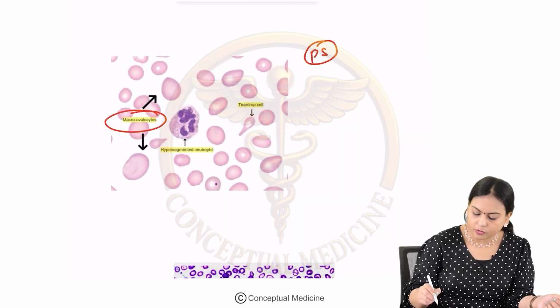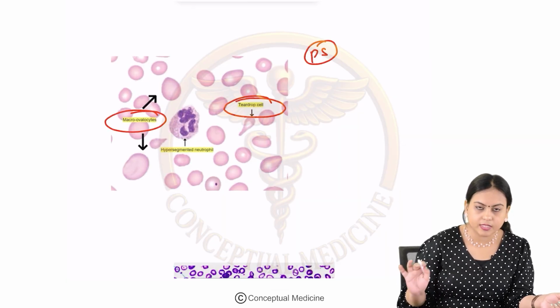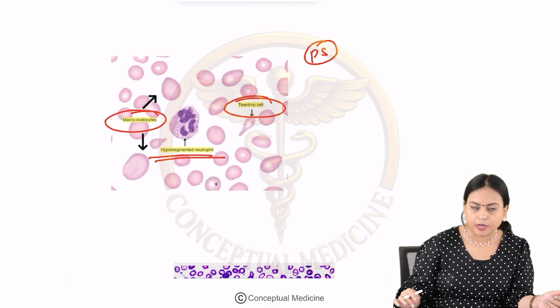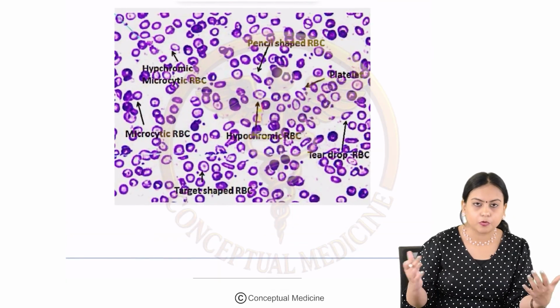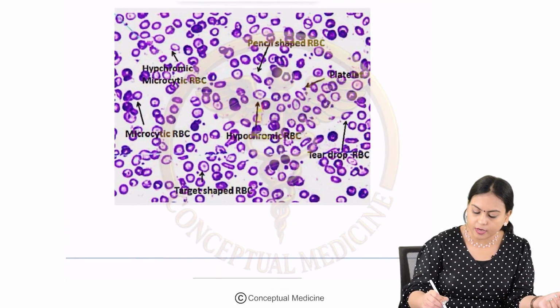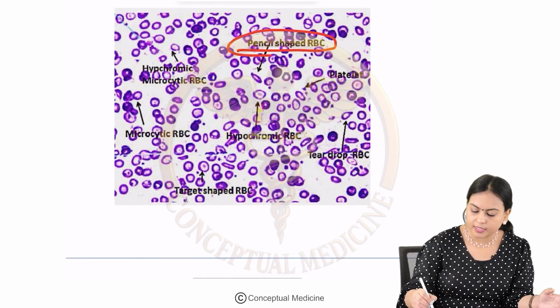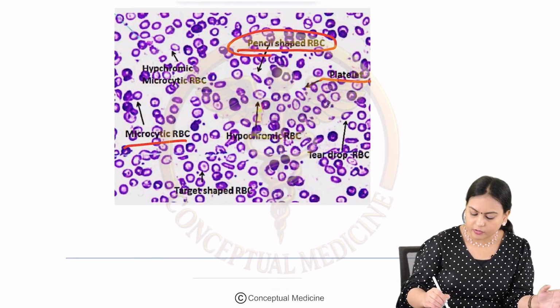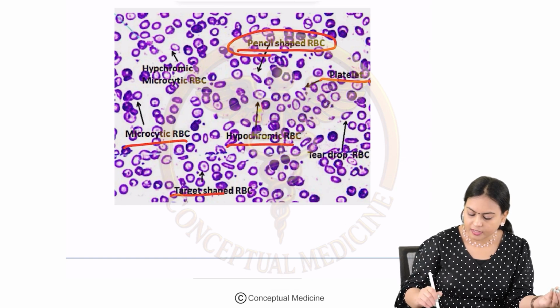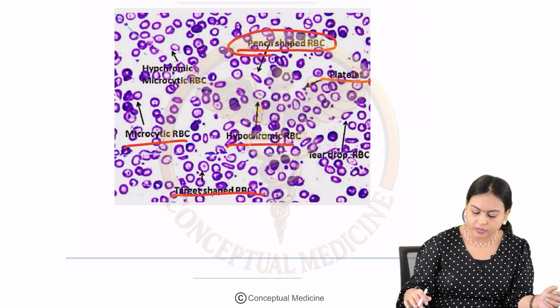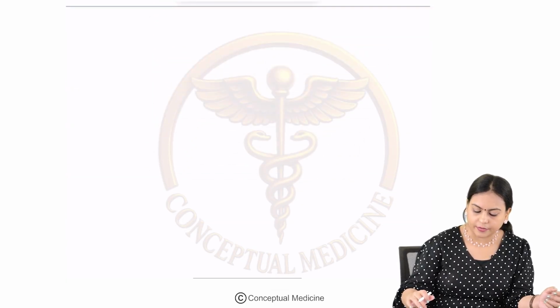You are able to see macro-ovalocytes, some teardrop cells and hypersegmented neutrophils also. In contrast, if you take the microcytic hypochromic anemia, that is iron deficiency anemia, you are able to see some pencil shaped RBCs, and microcytic and hypochromic RBCs, and target cells are also seen.